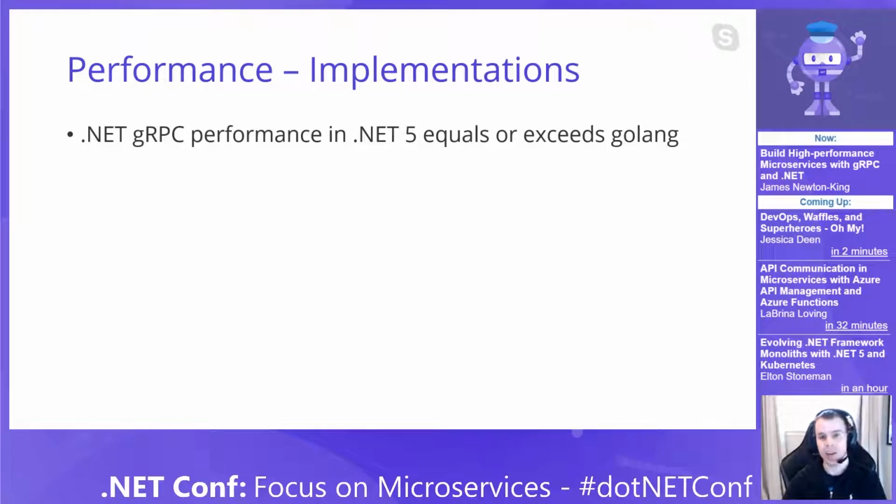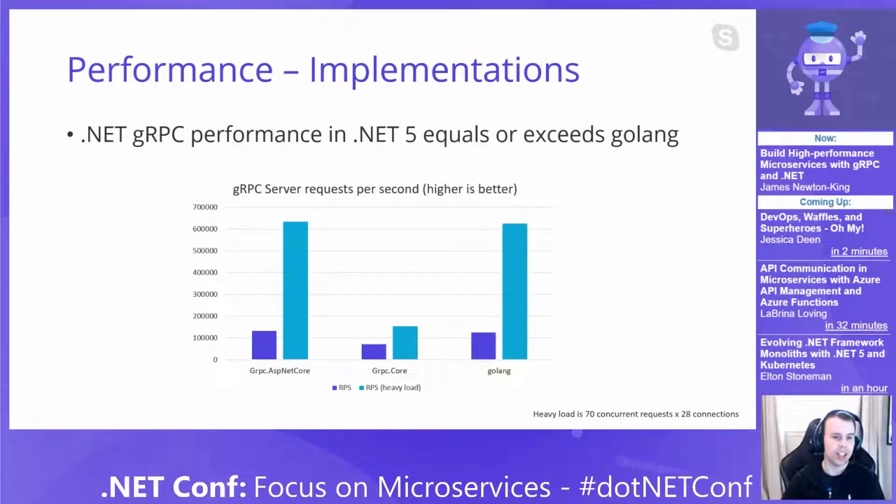Let's look at gRPC versus some other implementations. We found with measuring gRPC on .NET 5, it either equaled or exceeded Golang. Also in this graph, we can see gRPC.core. gRPC.core is a slightly older implementation of gRPC for .NET. The way it works is it wraps a native C++ implementation. Probably why it's slower is it has the overhead of both that .NET code and then the C++ implementation, while gRPC ASP.NET Core is fully managed.